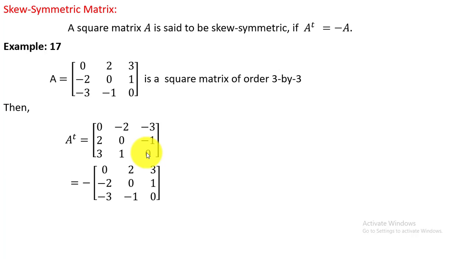Now taking common the negative signs of matrix A transpose, that is equal to the matrix having elements 0, 2, 3, minus 2, 0, 1, minus 3, minus 1 and 0. So A transpose is equal to negative of matrix A. Thus A is a skew-symmetric matrix.